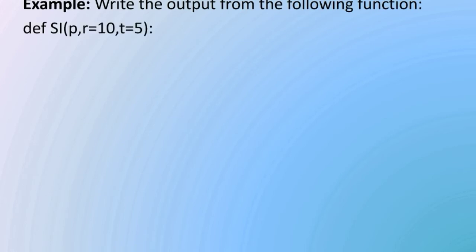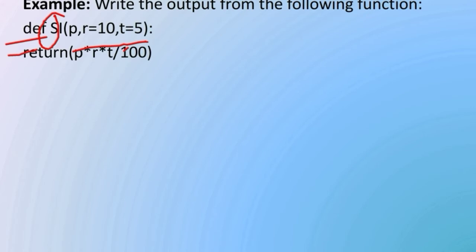Here, the user-defined function is S1. We are using 3 variables, that is 3 parameters P, R and T. Here R and T are assigned some constant values, so R equal to 10, T equal to 5. In the function, the calculation performed is P into R into T divided by 100. So here P is an unknown value.